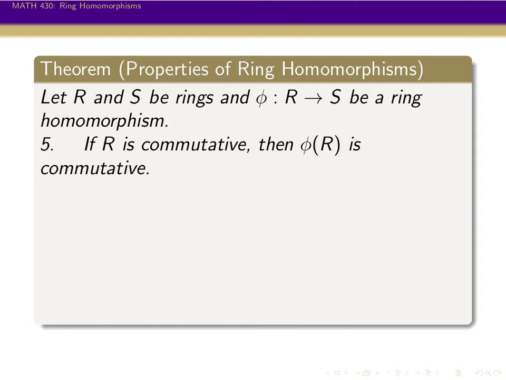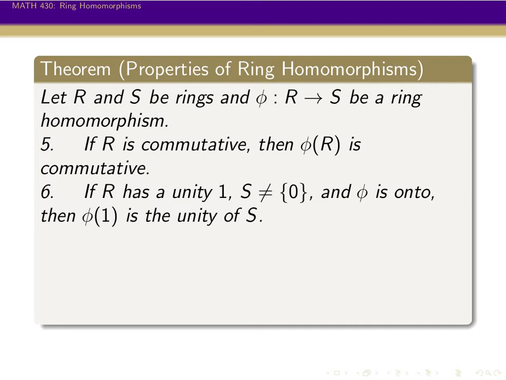If R is a commutative ring, then the image of R is going to be commutative. Notice that this doesn't mean that S is commutative. It just means that the image of the map is commutative. Since phi of R is going to be a subring of S, it lands in some commutative subring of S.